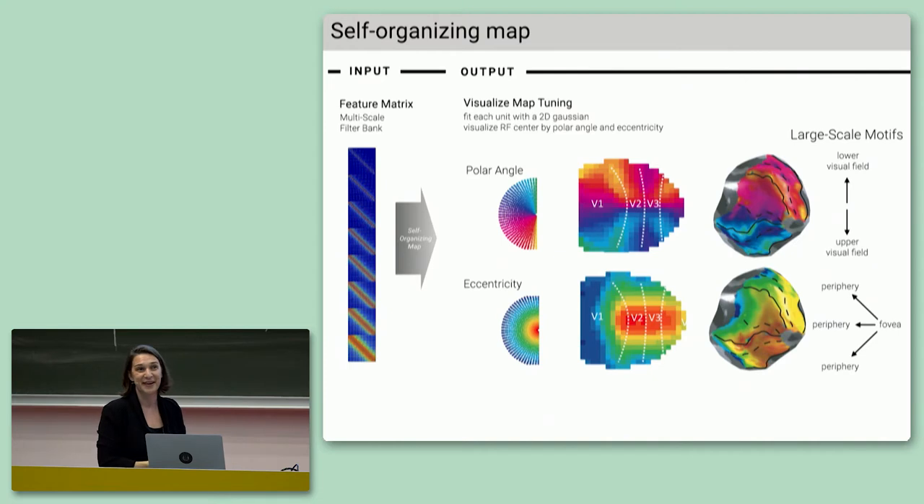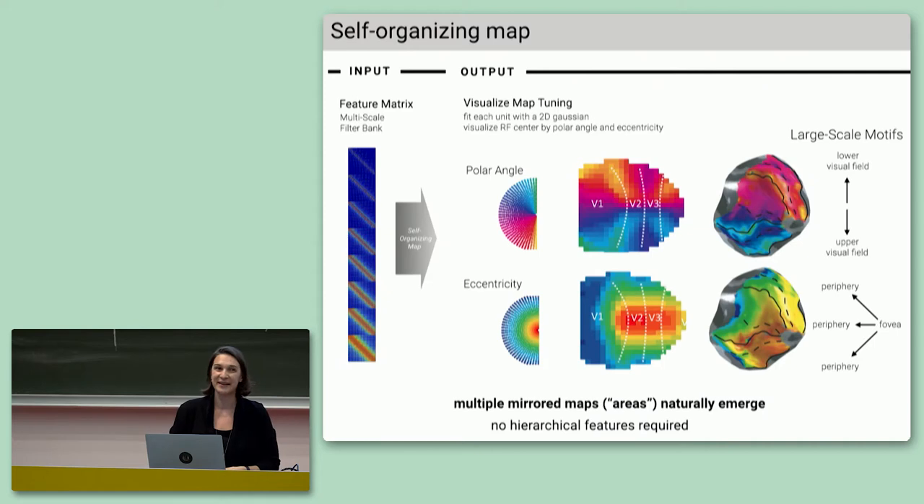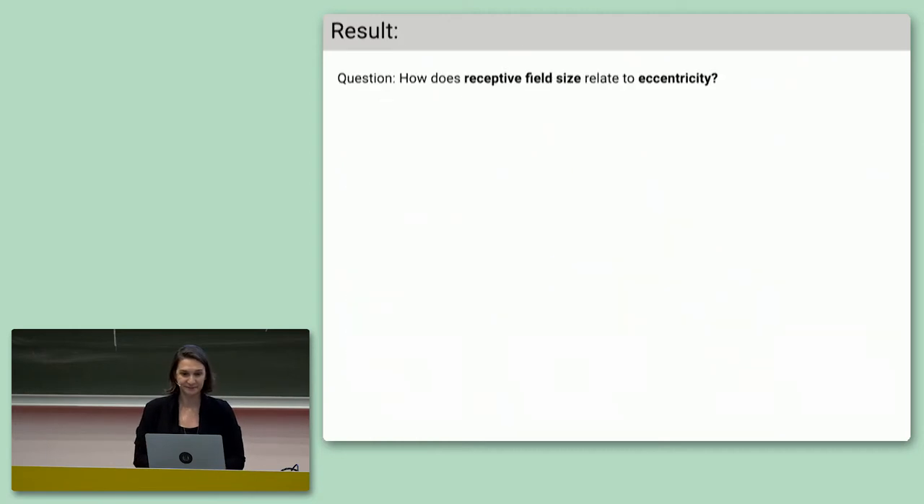And what we didn't expect to find right away, but there it is, you see the alternations. You see it goes from horizontal to vertical to horizontal to vertical. So in effect, we get multiple mirrored maps or areas naturally emerging from trying to map this multi-scale filter bank smoothly onto a cortex. And the surprising thing was we didn't need to put any hierarchy in there. There's no hierarchical features or feature complexity dimensions. This just emerged from the constraints of a multi-scale filter bank.